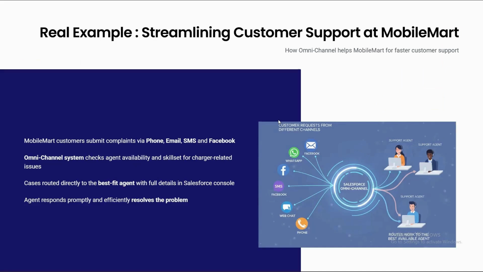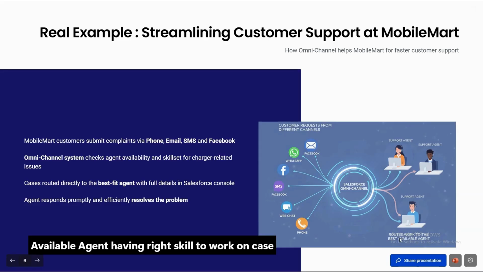So guys, in this slide, we are going to understand a real-time example of Omnichannel. Here Mobile Mart is a company which deals with mobile chargers, like selling, repairing, replacing, etc. Mobile Mart has a lot of customers, and they send complaints through phone, email, Facebook, or WhatsApp. Let's consider a customer sends an email with the subject, my phone charger is not working. As soon as the complaint or case comes in, Omnichannel checks which agent is free and who has good skill at solving charger-related issues.